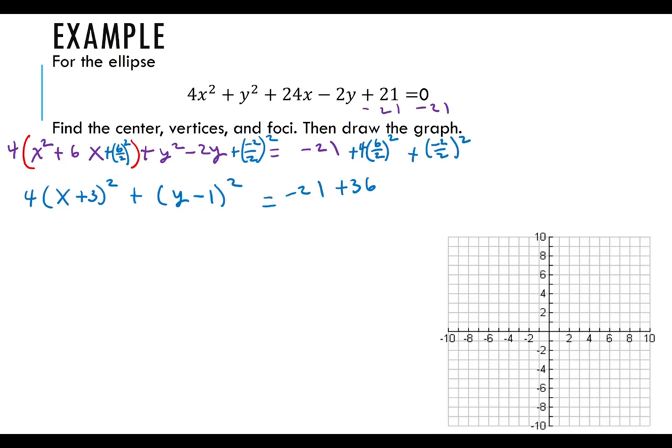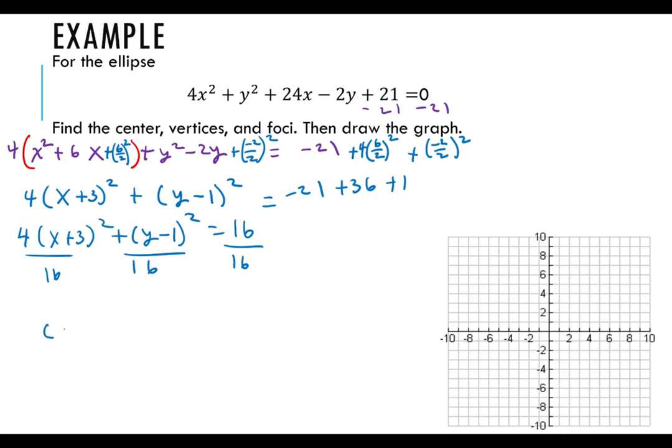And then negative 2 over 2 is negative 1, quantity squared, is plus 1. And so then I get that this is 4 times (x plus 3) quantity squared plus (y minus 1) quantity squared is equal to 16. So divide everything by 16, and so then we get that (x plus 3) quantity squared over 4 plus (y minus 1) quantity squared over 16 is equal to 1.